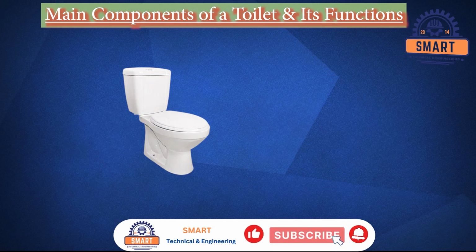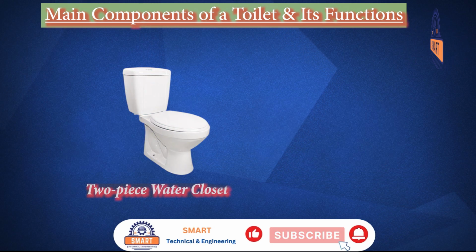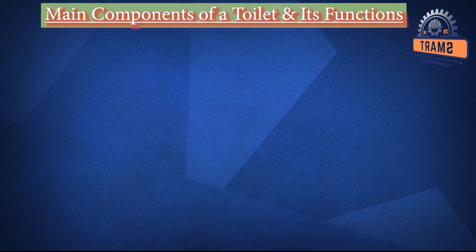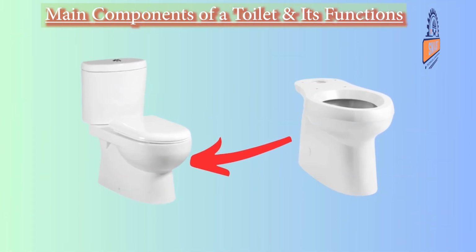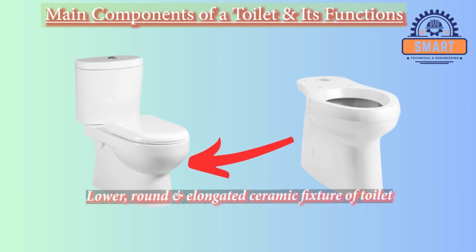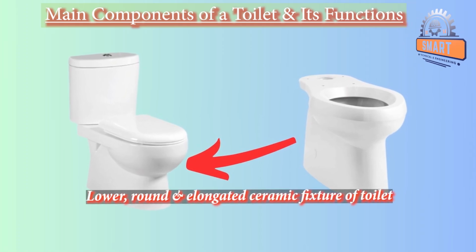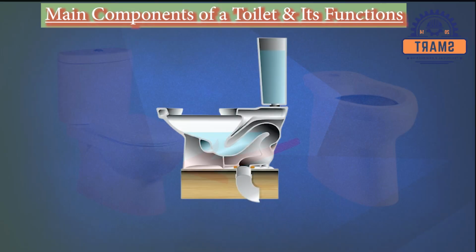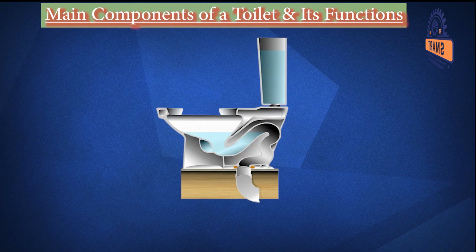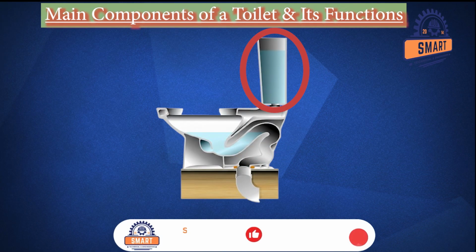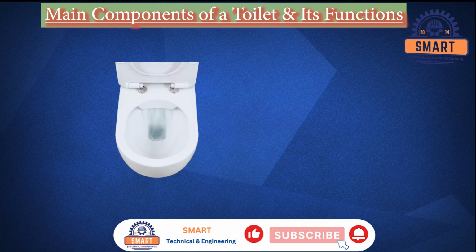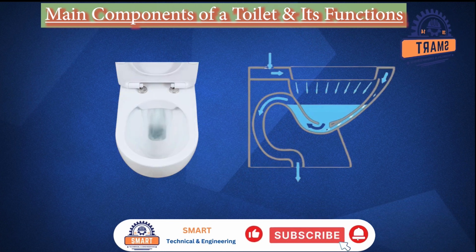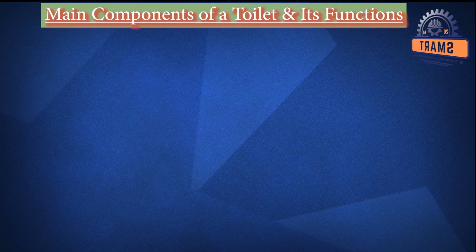Their installations are separated into a 2-piece water closet and combined with a bowl in a 1-piece water closet. Toilet bowl. A toilet bowl is the lower, round, and elongated ceramic fixture of a toilet where human waste and water collect before being flushed away. It is typically connected to a water-filled cistern, or tank, and a waste pipe. Modern toilet bowls use a gravity-fed siphoning process to effectively and hygienically dispose of waste.